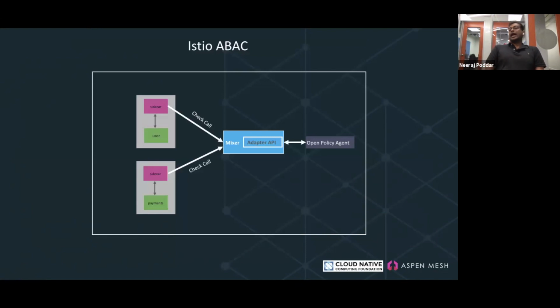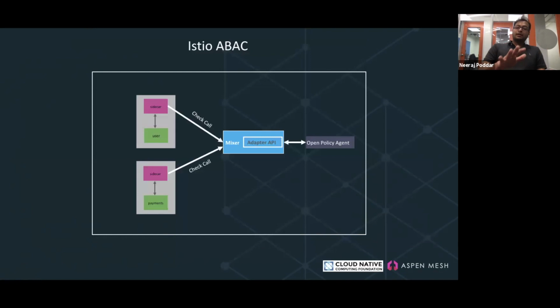So in this case, you can add an Open Policy Agent adapter, which is a flexible policy framework which Istio provides. Some of the organizations are already using OPA for enforcing policy in other parts of the system. So this gives you the flexibility of using a uniform policy language.